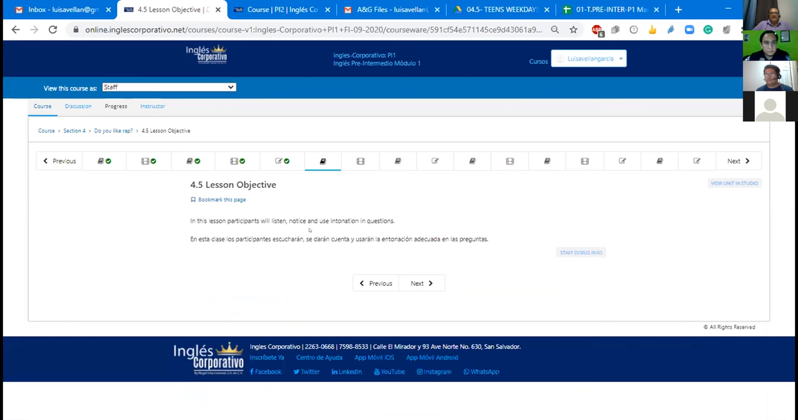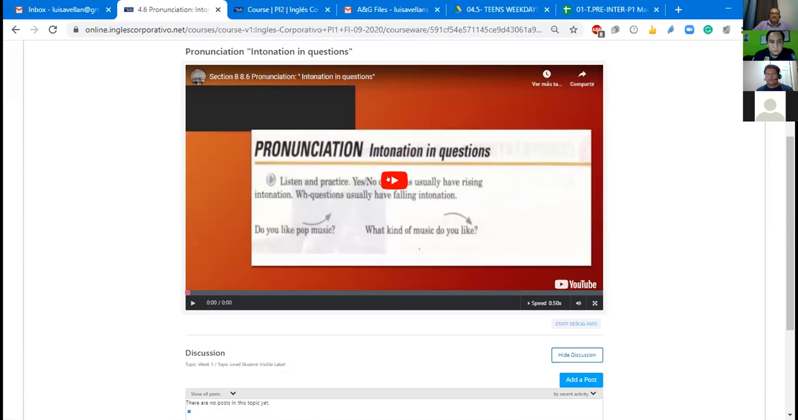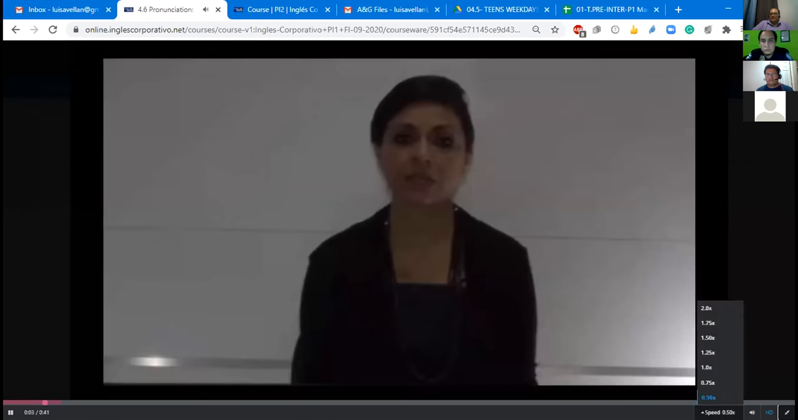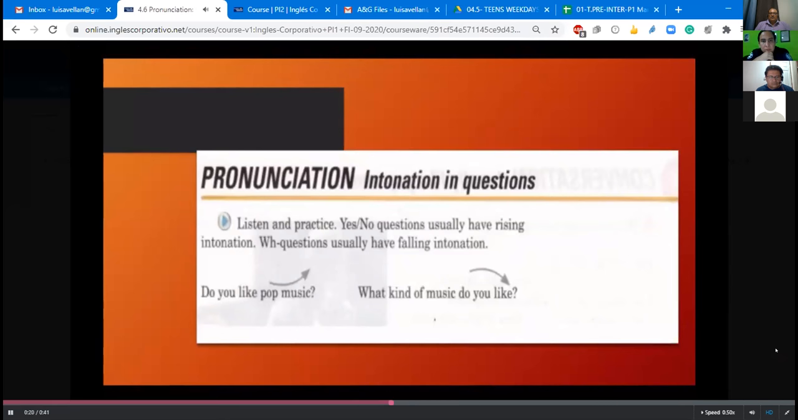In the lesson, participants will listen, notice, and use intonation in questions. Then we go to the oral practice. Pronunciation. Intonation in questions. Part A. Listen and practice. Yes-no questions usually have rising intonation. WH questions usually have falling intonation. Do you like pop music? What kind of music do you like?